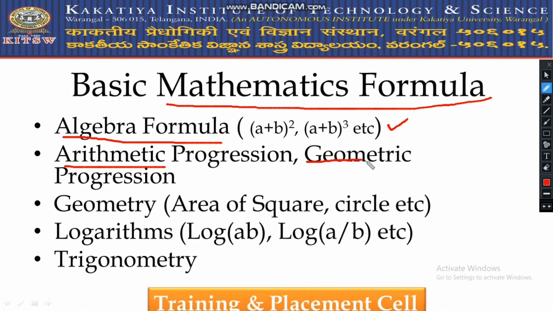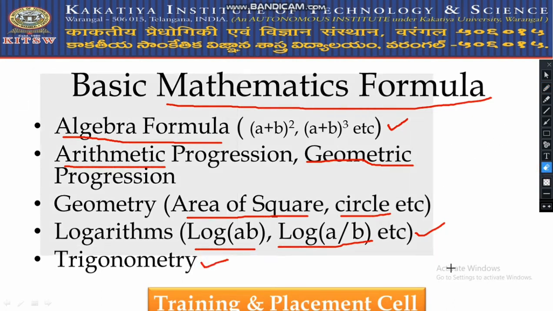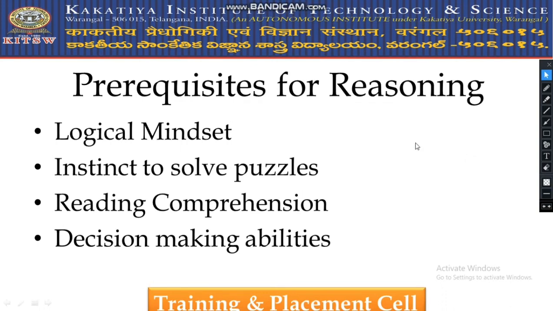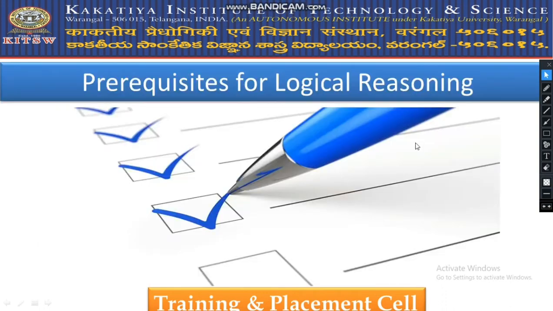And arithmetic progression and geometric progression, and the areas of a square, circle, etc. What is an isosceles triangle? What is the area of an equilateral triangle? All these things you should know. And yes, concepts of logarithms. What is log ab? You should know it is log a plus log b. And what is log a by b? Log a minus log b. Such simple formulas also come handy, because in the limited time available, I can't discuss all these formulas again. These are basic things you should know. And concepts of trigonometry, sine, cos, etc. You should be thorough with all these things to do well with aptitude. And then prerequisites of logical reasoning.